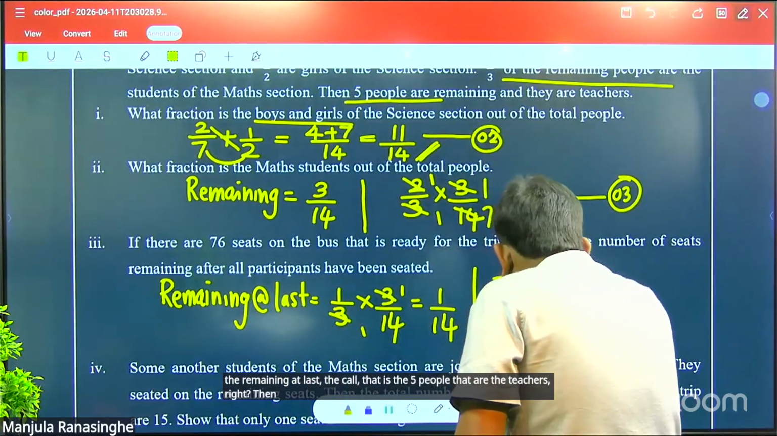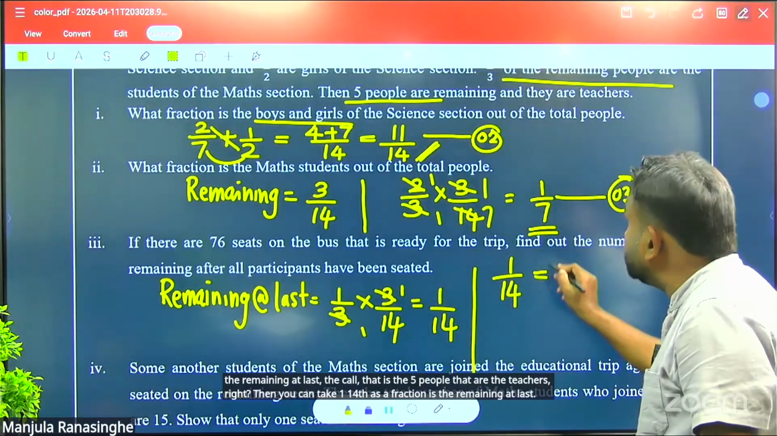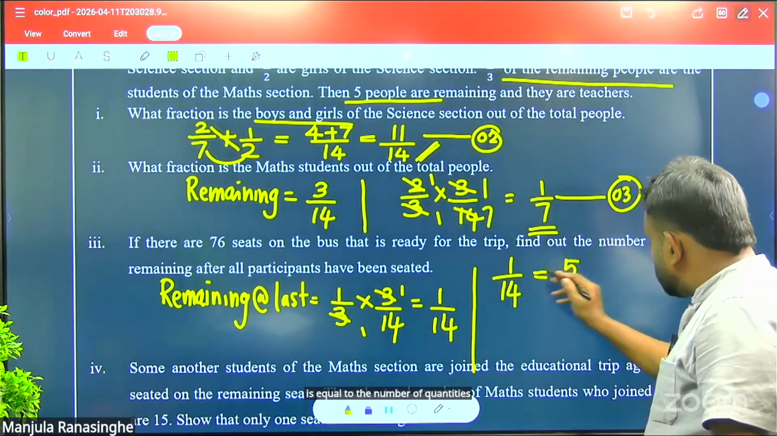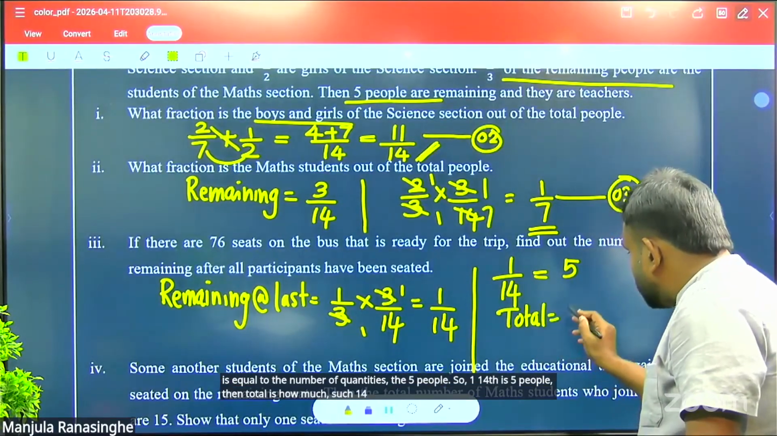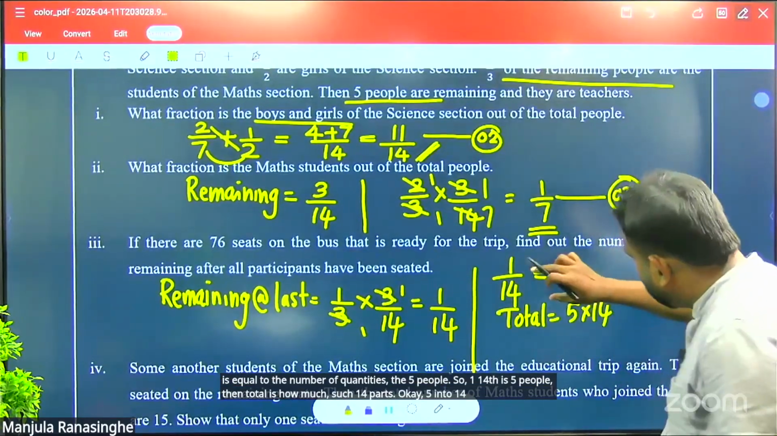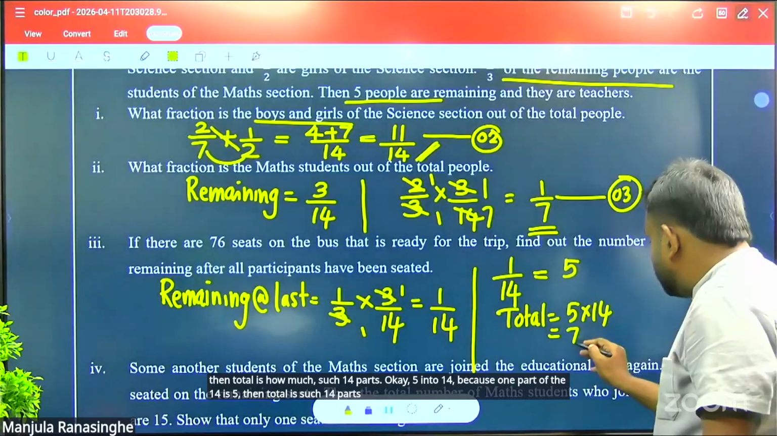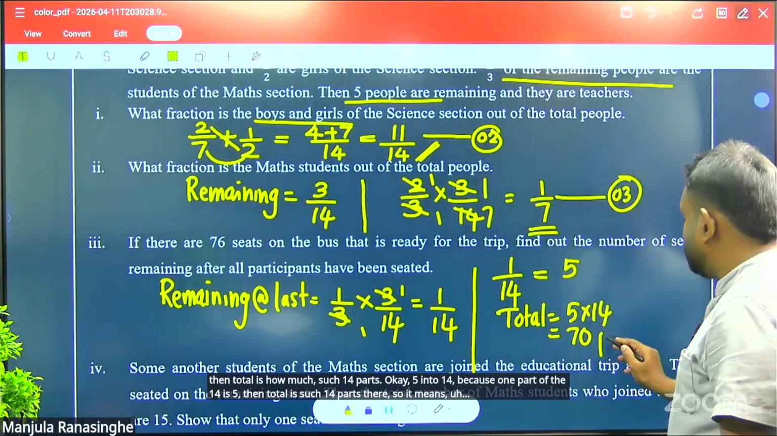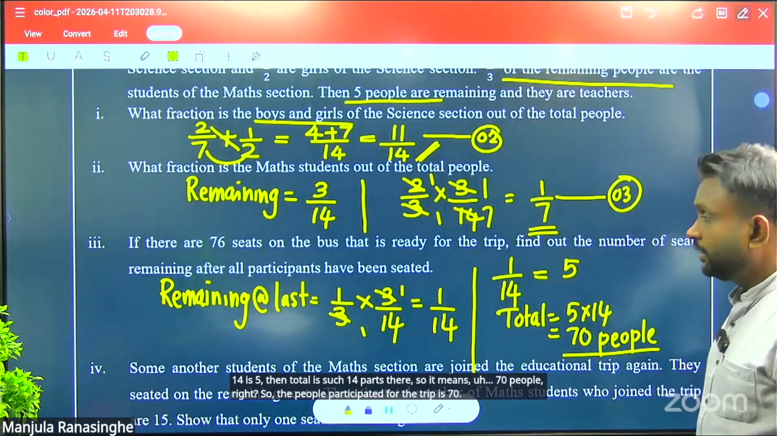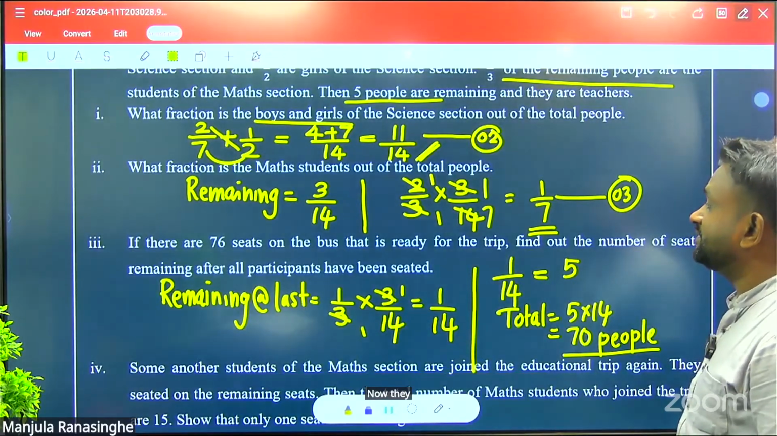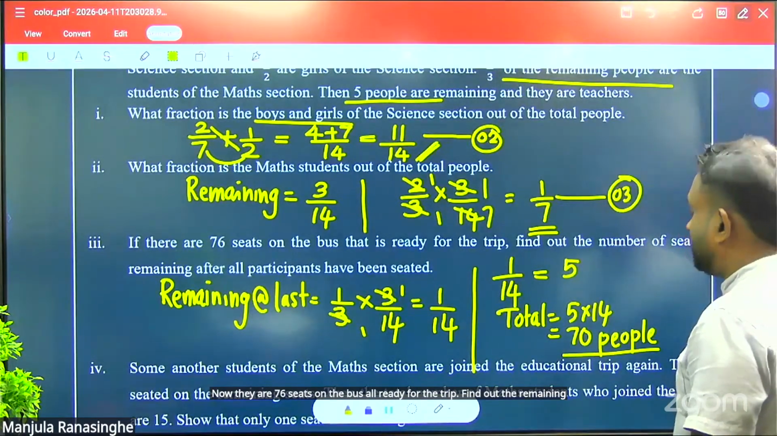Then you can take 1/14 as a fraction, the remaining at last, is equal to the number of quantities, the 5 people. So 1/14 is 5 people, then total is how much? Such 14 parts. 5 into 14, because one part of the 14 is 5, then total is such 14 parts. So it means 70 people. So the people who participated in the trip is 70. Now there are 76 seats on the bus, all ready for the trip. Find out the remaining seats.